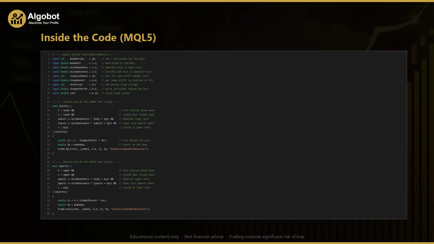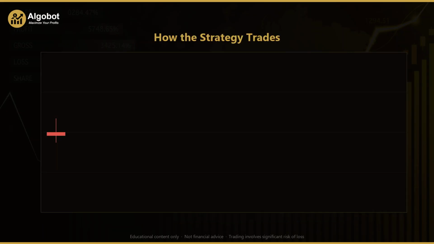The high pierces above the upper band. The close is back below it. The upper wick dominates, and the close sits below the midpoint. Then it places the stop just above the wick high, targets the mean again, and calls trade.sell. Notice that both sides always aim the take profit at the same middle band, and both keep the stop tight against the rejection wick. Now let's bring it all together on a chart.